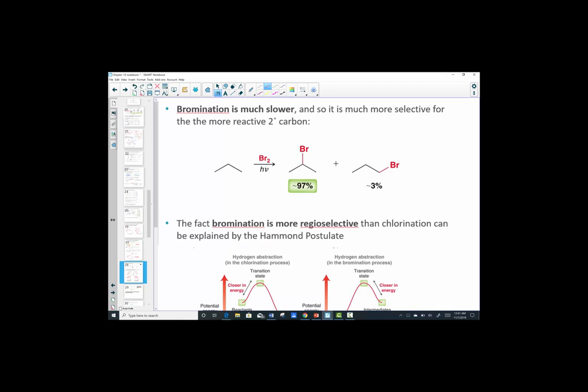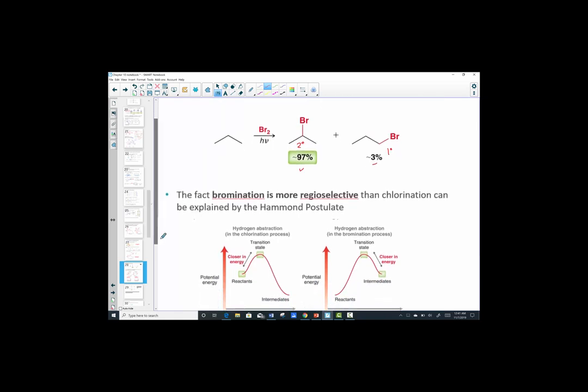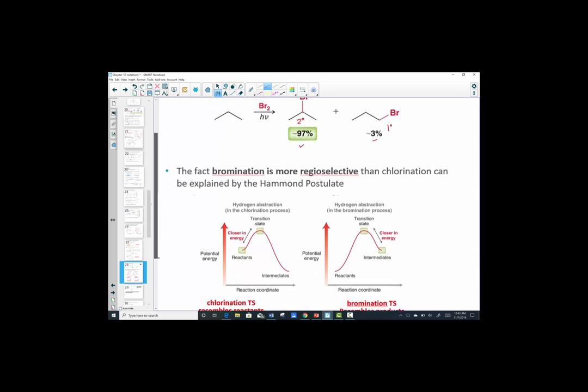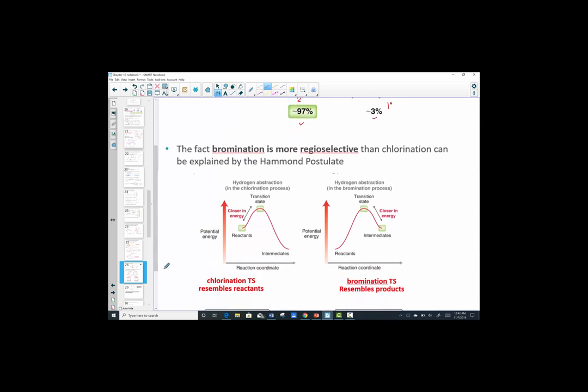It happens so fast. We mentioned that bromination is much slower and therefore much more selective for the secondary carbon radical. About 97% is going to come from the more stable configuration and very small trace amounts of the primary position. So the fact that bromination is more regioselective than chlorination is going to be explained by the Hammond postulate. Let's review that from an earlier chapter.